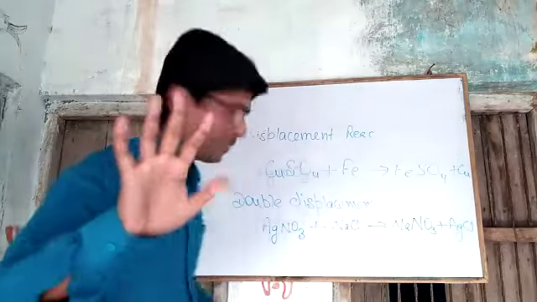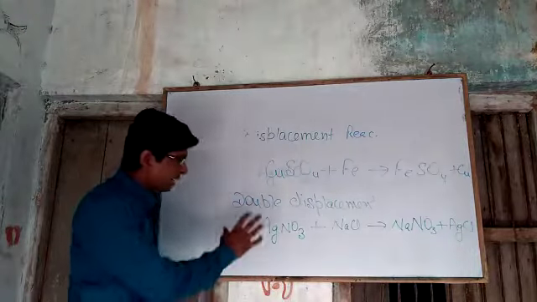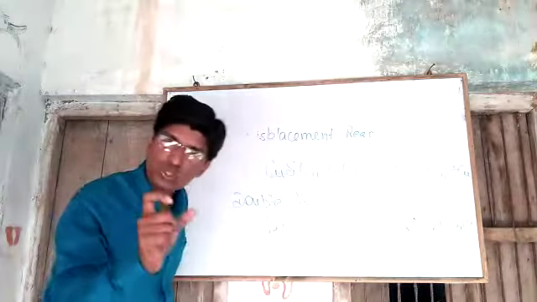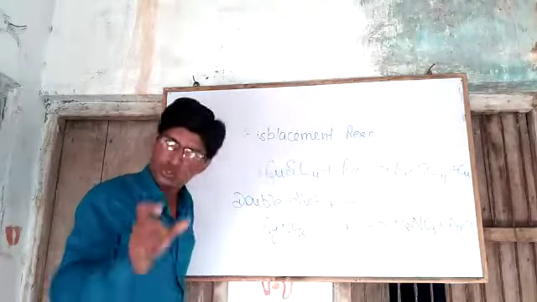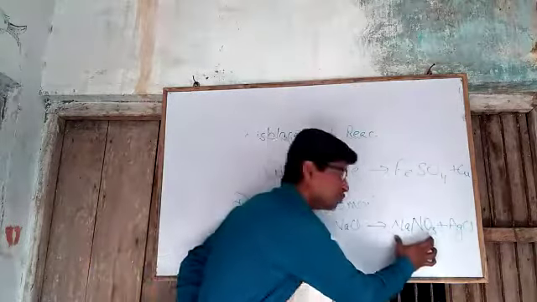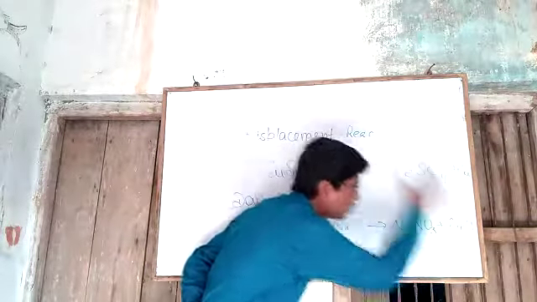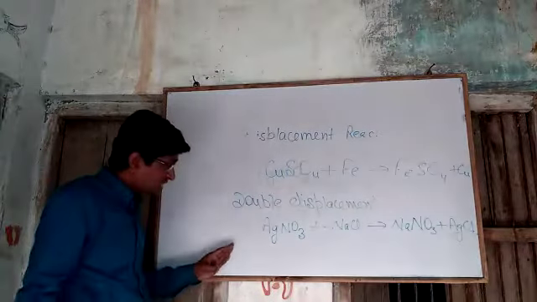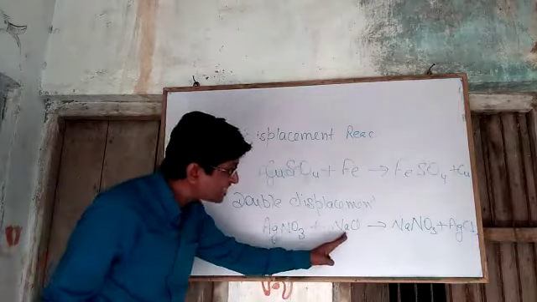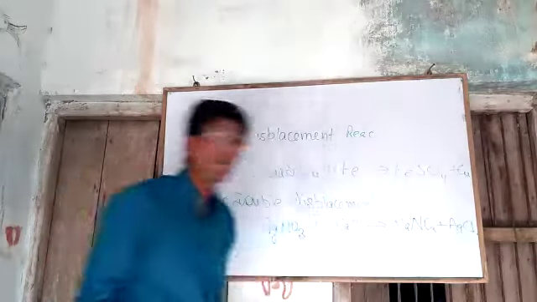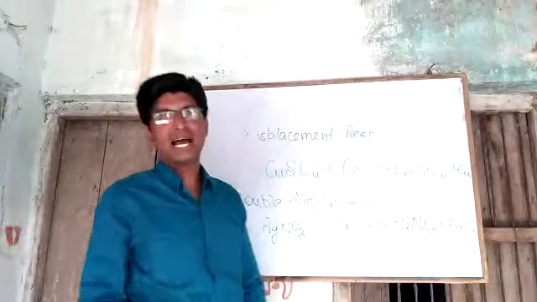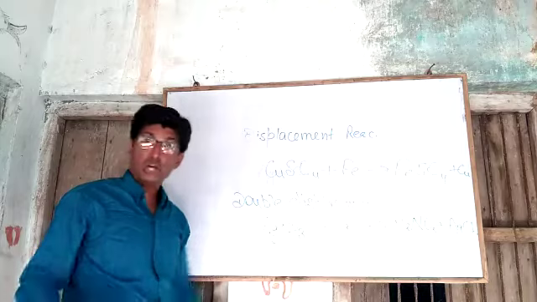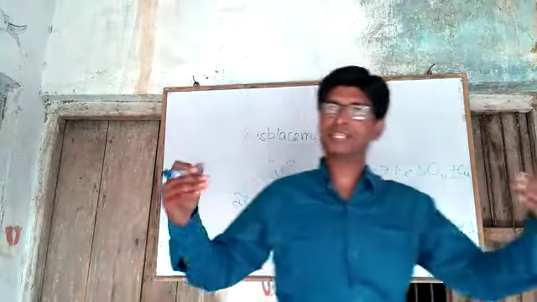Once again, I am going to explain it. Yes, dear students, here we have two compounds, silver nitrate and sodium chloride. When these two compounds react, they produce two new compounds, sodium nitrate and silver chloride. Since in this reaction two compounds react to produce two new compounds by mutual exchanging of their ions, that's why this is called double displacement reaction.